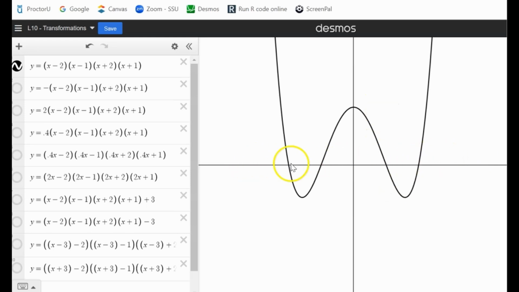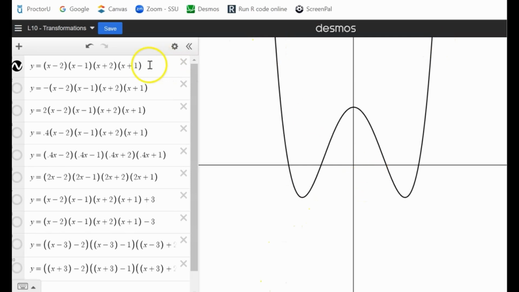And when we reflect it across the x-axis, this high point is going to become a low point, and these two low points are going to become high points. And these curves that are sort of pointing upward are actually going to be pointing downward, because everything positive is going to become negative, everything negative is going to become positive, and everything positive here and here is going to become negative.